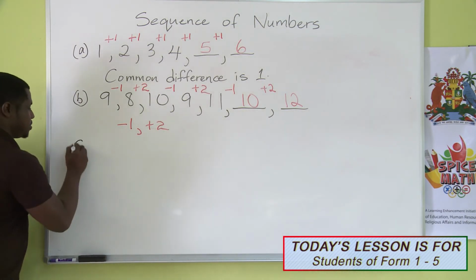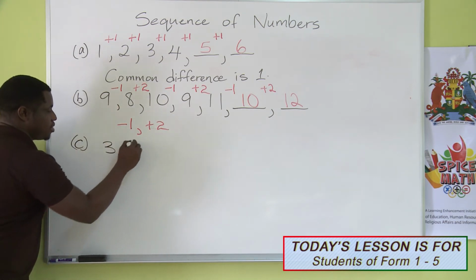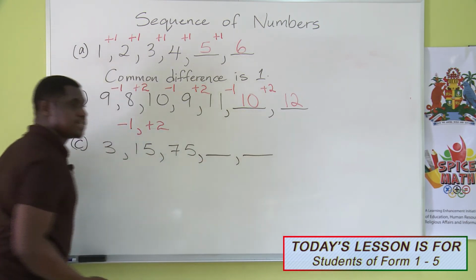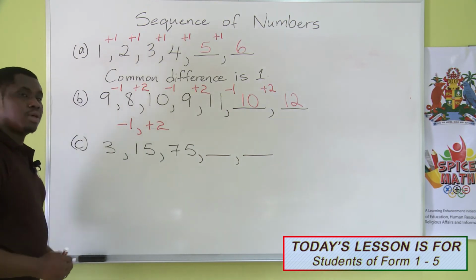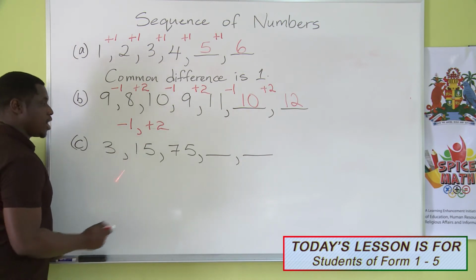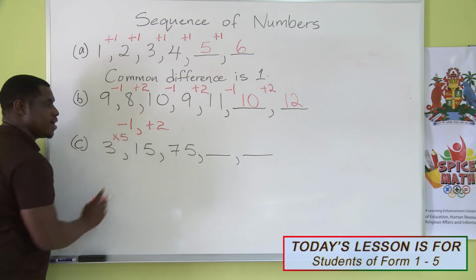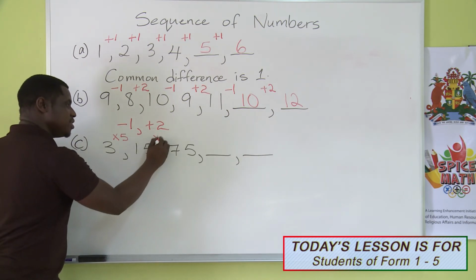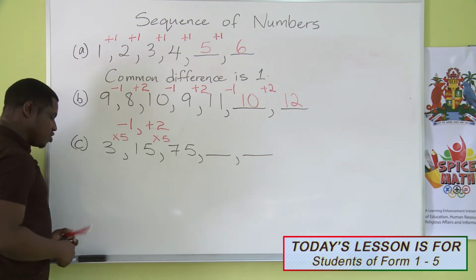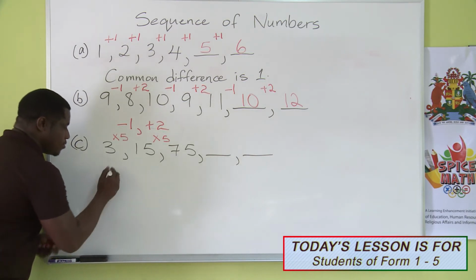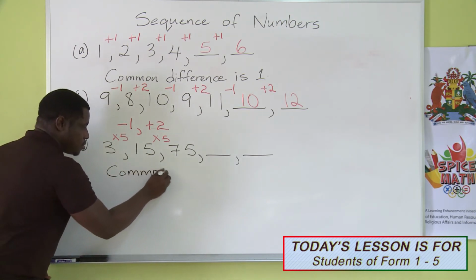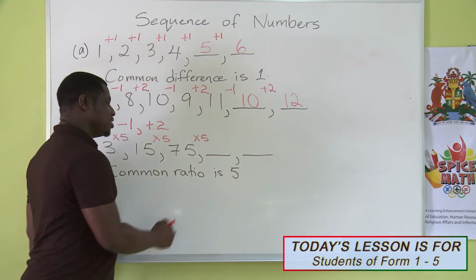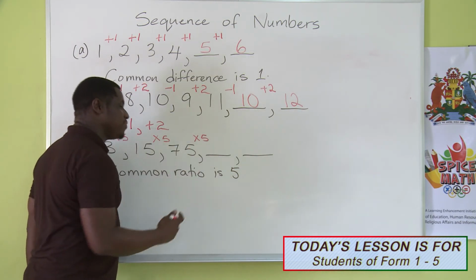The third example. I have 3, 15, 75. What are the next two terms? In order for me to go from 3 to 15, I realize I have to multiply by 5. Then to go from 15 to 75, 15 times 5, yes, it does give me 75. So I realize that now I have a common ratio which is 5. So to get the next term, I'll have to multiply 75 by 5.